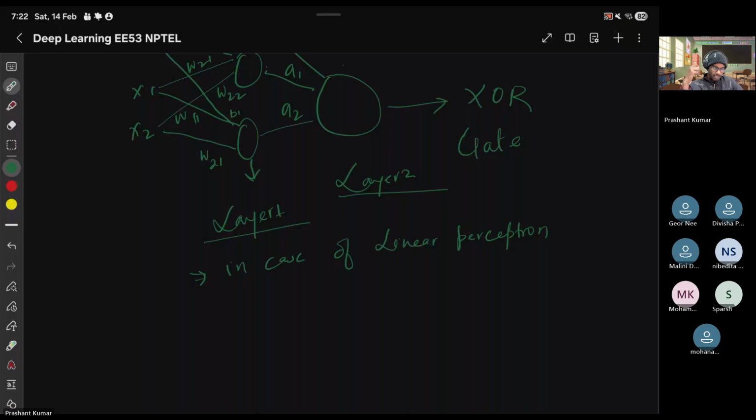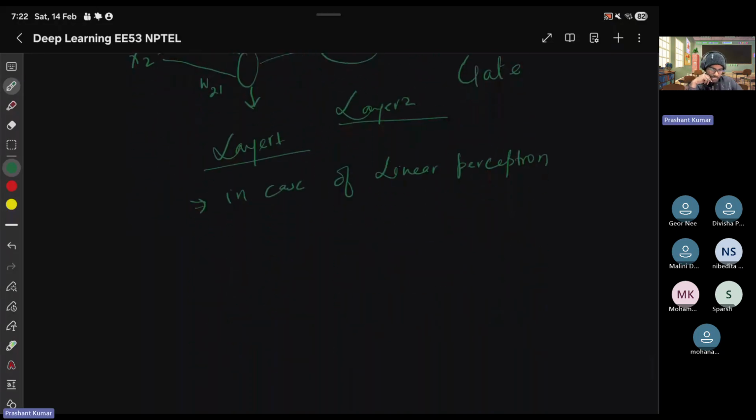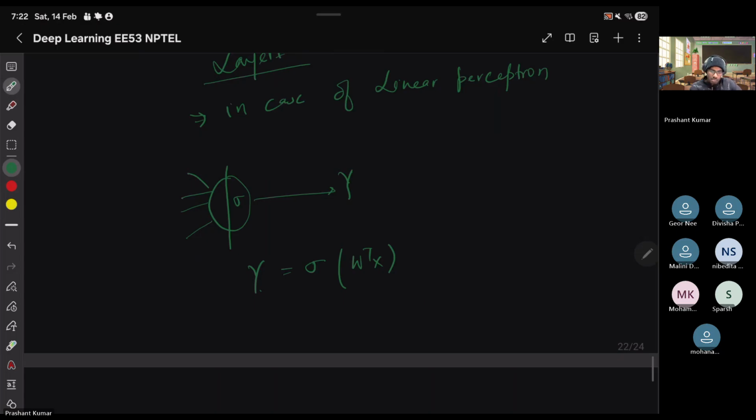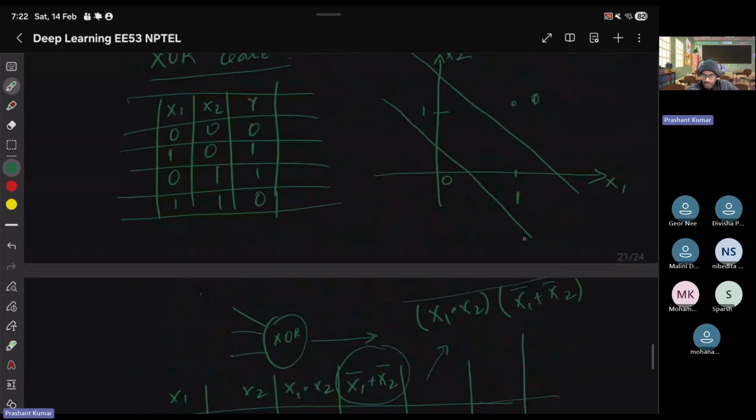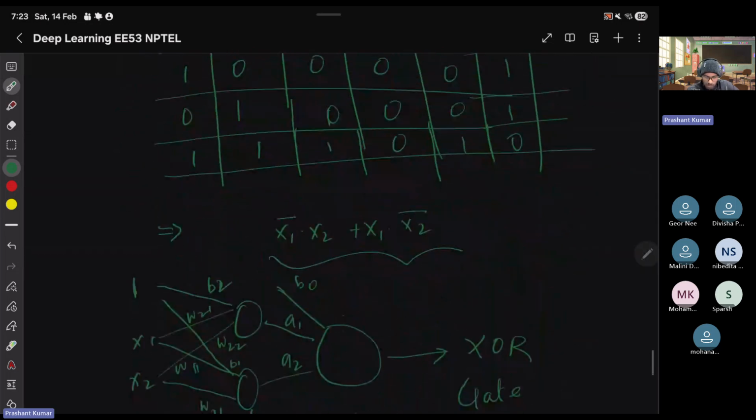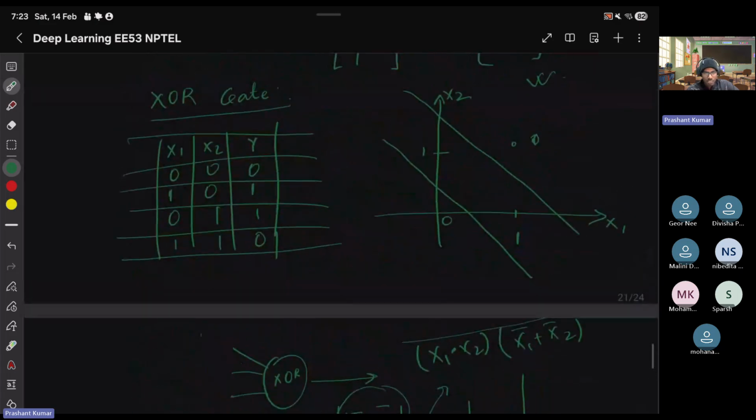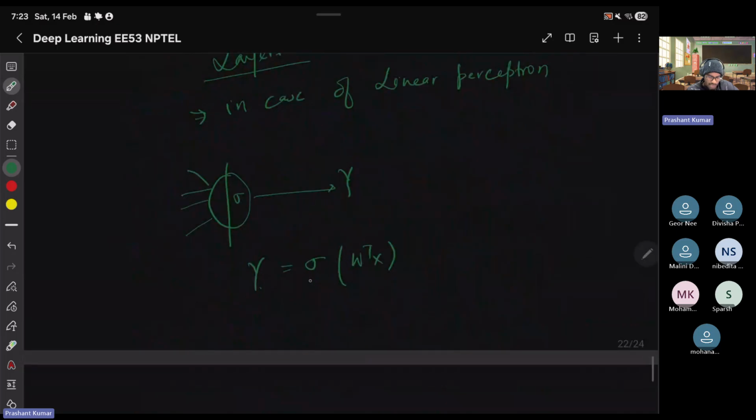Now, let's go a little bit further and let's say your perceptron has nonlinearity as well. That means you have some input, and that input is passed through some sigma and then you get the output. So output is basically sigma of W transpose X. Since this is not linear, we can call it non-linear, right? If sigma is appropriate enough, in that case, this XOR can be predicted using a single layer, single perceptron as well.